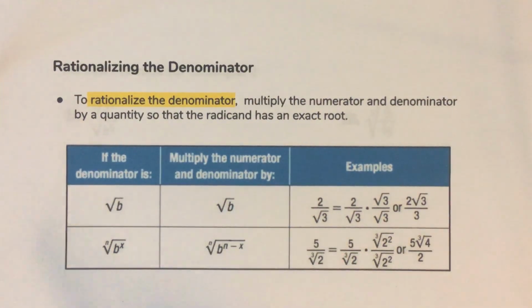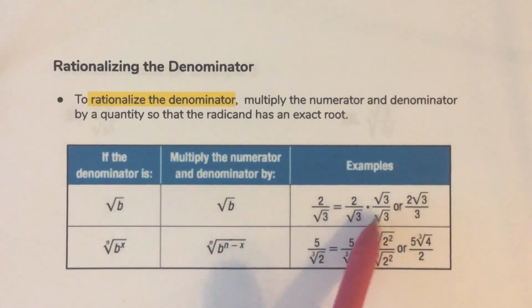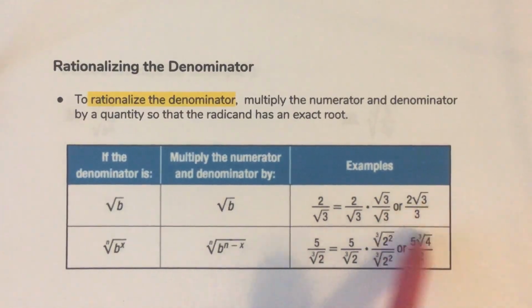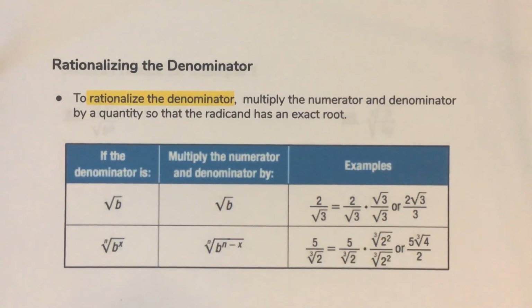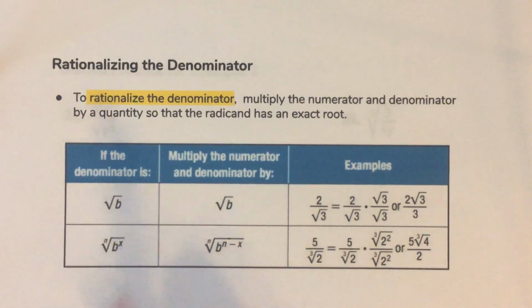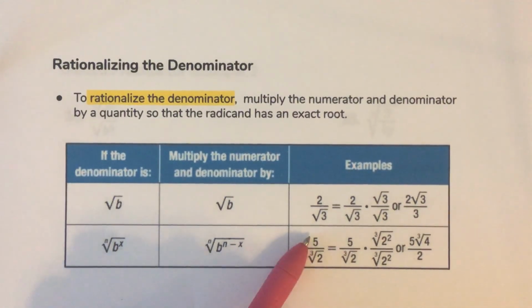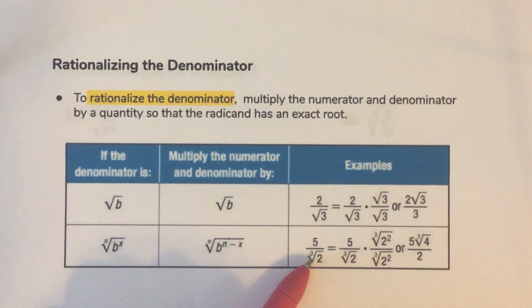We don't like having square roots in the denominator. So to rationalize it, if it's just the square root of a number, we're going to multiply the top and the bottom by that square root in order to get a whole number in our denominator. When we have an nth root, so a cubed root, a fourth root, a fifth root, it gets a little messier. Say we're looking at our example over here, we have 5 divided by the cubed root of 2.